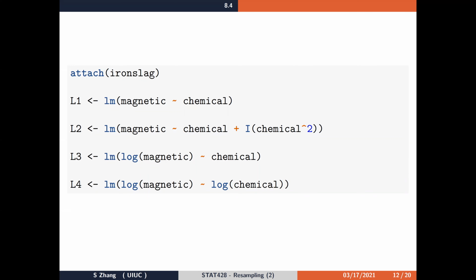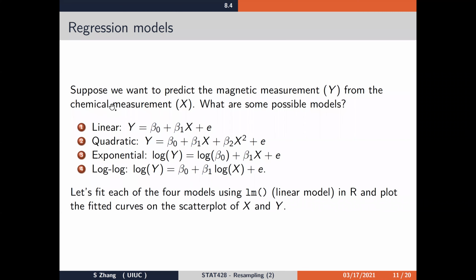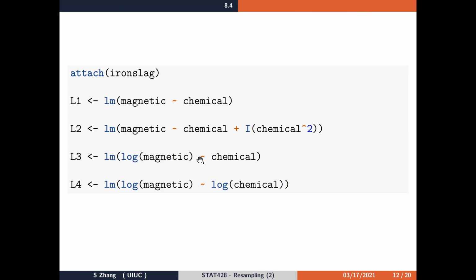Here's the code for fitting the linear regression models for each of these possibilities. L1, L2, L3, and L4 stand for the linear models with these 4 different forms. The attach(ironslag) line essentially attaches the iron slag dataset into our R environment. By doing this, we won't need to type ironslag$magnetic, ironslag$chemical every time we use these variables.